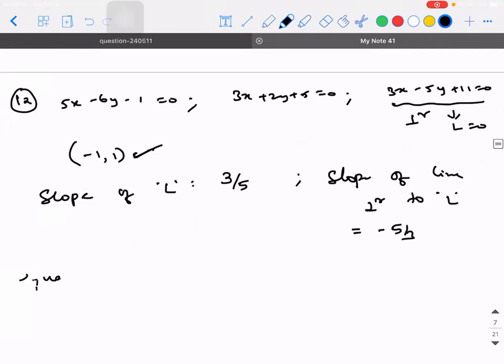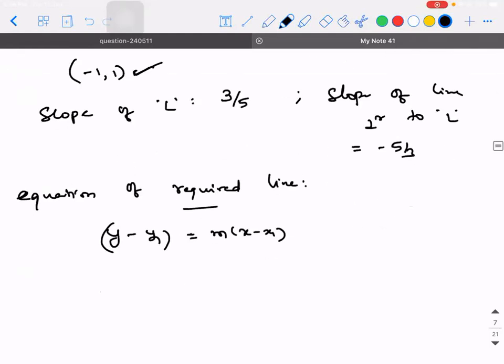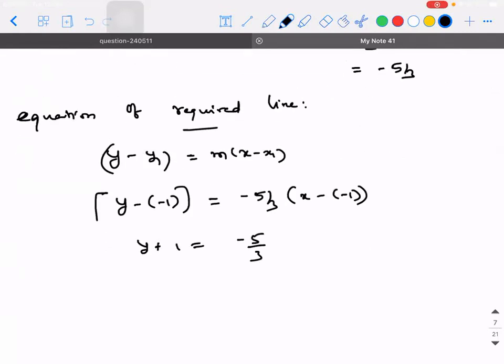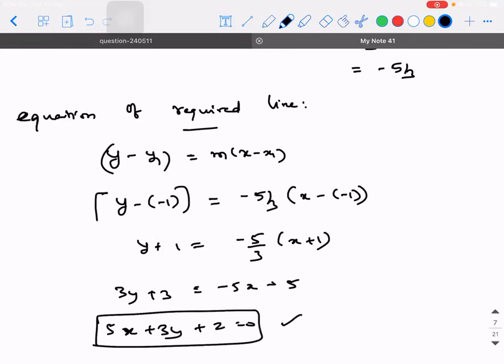Right. So what will be the equation of the required line? y minus y1 is equal to m into x minus x1. What is the point? Minus 1 comma minus 1, right? So y minus of minus 1 is equal to m into x minus of minus 1. So y plus 1 is equal to minus 5 by 3 into x plus 1. So 3y plus 3 is equal to minus 5x minus 5. So 5x plus 3y plus 2 is equal to 0. Let me check. 5x plus 3y plus 8, sorry. Okay, so it is 5x plus 3y plus 8 is equal to 0.